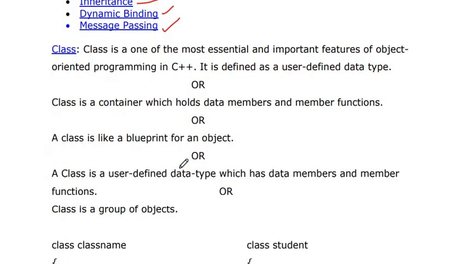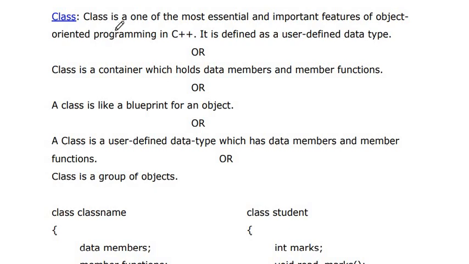Now let us see what is a class. Class is one of the most essential and important features of object oriented programming in C++. It is defined as a user defined data type. Second definition: class is a container which holds data members and member functions. Now class is like a blueprint for an object. Next definition: a class is a user-defined data type which has data members and member functions. Now let us see the last definition. Class is a group of objects.